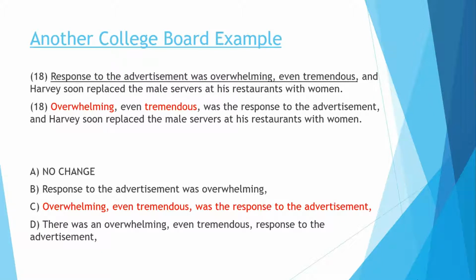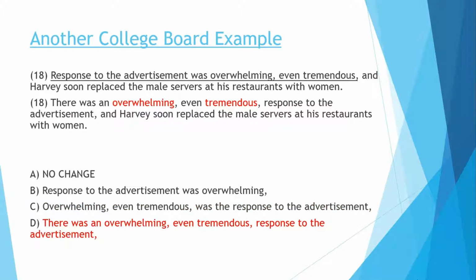C is incorrect. It reads, we would just be adding, overwhelming, even tremendous, was the response to the advertisement. Now, all this one has done is just rearrange the words in the sentence, and we've kept both overwhelming and tremendous, so we still have that redundancy. D, again, rearranges words, and we still have overwhelming and tremendous, so this would not be the correct choice. Again, your correct choice was B.